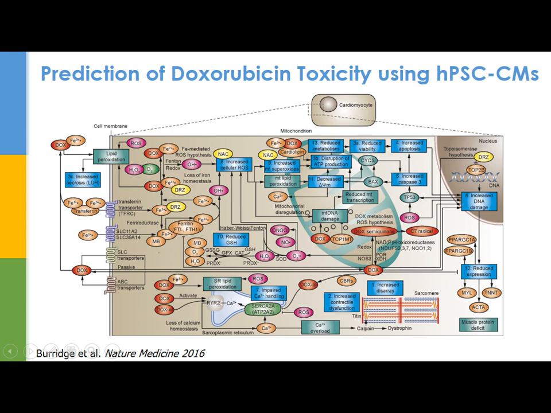So using this technology, they actually identified the vulnerability of the patients that developed chemotherapy-induced cardiomyopathy in more than a dozen mechanisms of doxorubicin toxicity. These are marked in blue here.